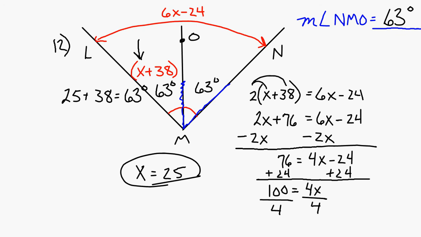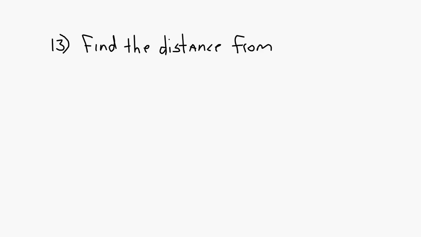All right, last one. Everybody got that written down? Find the distance from R, which is at 5, -1, to U, which is at 1, 7. 5, -1, 1, 7. All right.